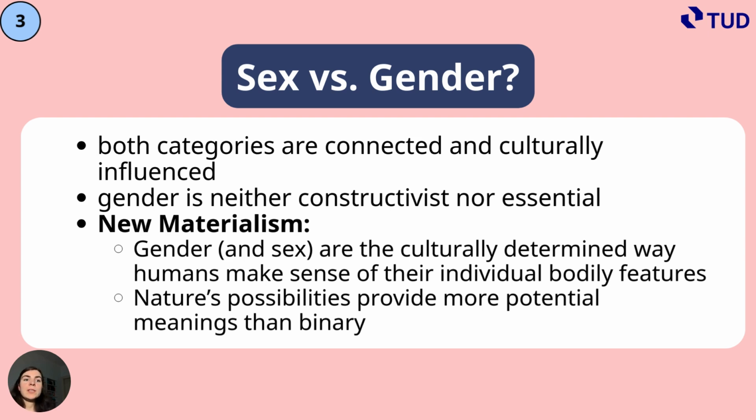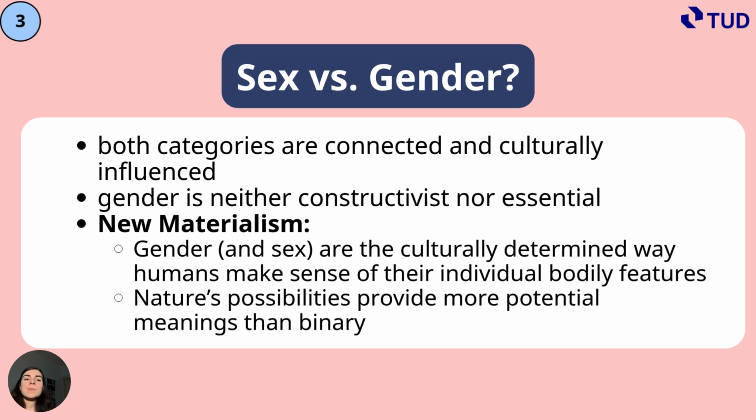And now, this is where new materialism proves to be quite a useful concept, because here we say that gender and sex are the culturally determined way humans make sense of their individual bodily features, and also the way humans experience their bodies. So here we go back to structures of feeling: gender as culturally determined ways of making sense of the body. How do I experience this body? How do I experience life in that body? How am I supposed to feel? What am I supposed to do with that body? This would be something along the lines of new materialism.